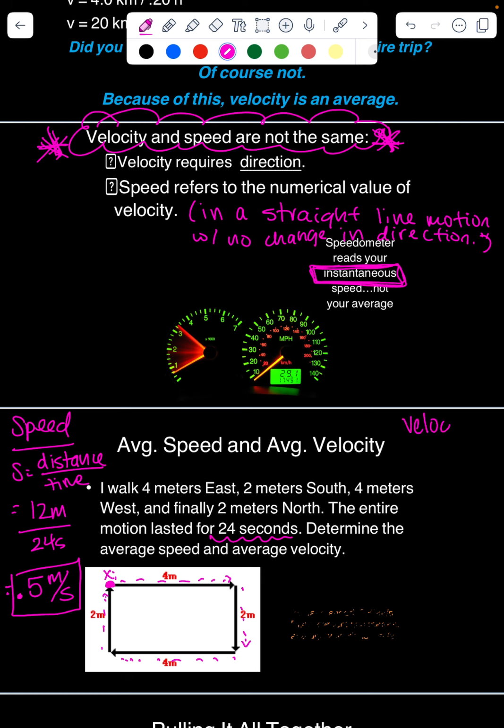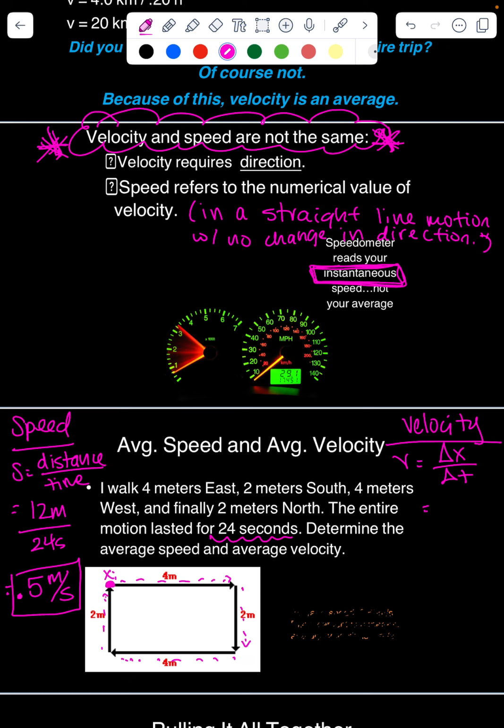Now, my average velocity is my change in position over my time. My change in position is my displacement. Displacement and change in position are the same thing.